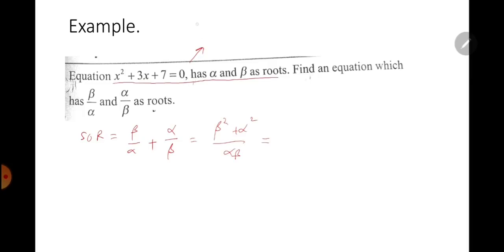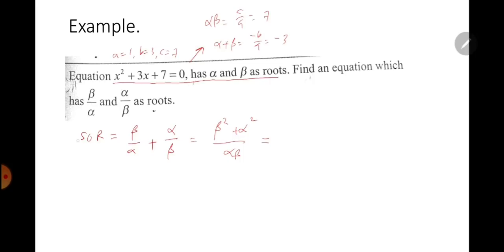From here your a will be 1, your b equals 3, your c equals 7. Product of roots, alpha beta, equals c over a, which is 7. Sum of roots, alpha plus beta, will be negative b over a, which is negative 3. But now you want to find another equation with beta over alpha and alpha over beta as roots.